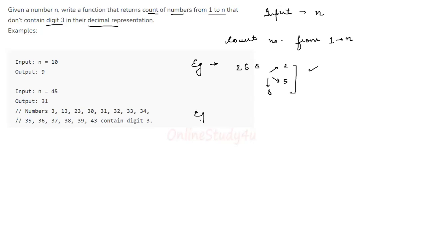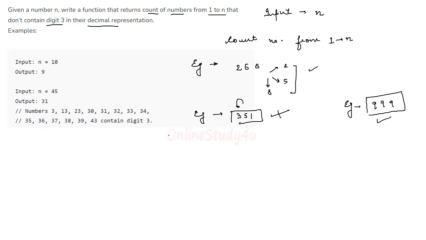Another example, we can say you have 351. Here in this number, you can see here it is a 3. So this number will not be counted in your answer. Another example that I can take is 999. 999 also doesn't contain 3 in its decimal representation. Decimal representation means this number that we have, 999. So this can also be counted in your answer, but 351 was not counted.